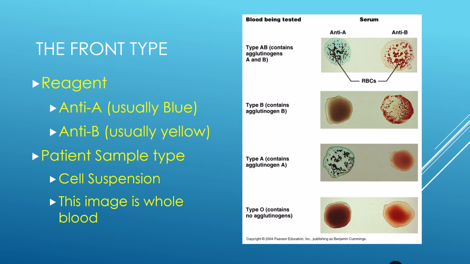This is an example of a front type on a card. The left side is anti-A with the patient red cells, and the right side is anti-B with the patient red cells. Anti-A is blue and anti-B is yellow. The patient cells are diluted with blood bank saline. This example is from a whole blood finger stick. Notice when anti-A clumps, then A is part of the blood type, and when anti-B clumps, B is part of the blood type. If there are no clumps, the person is type O.